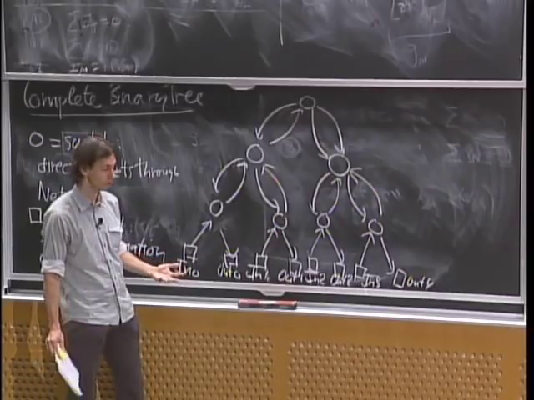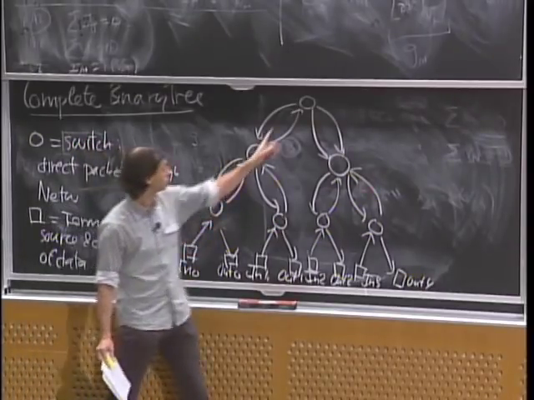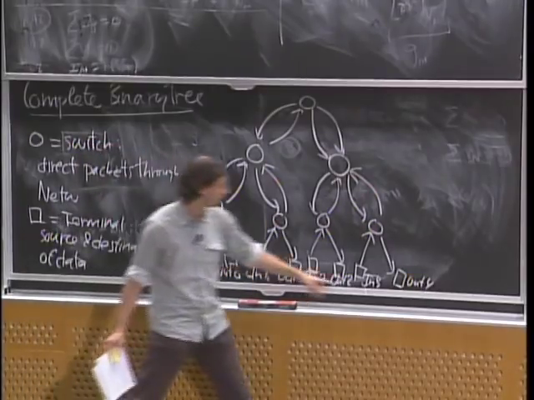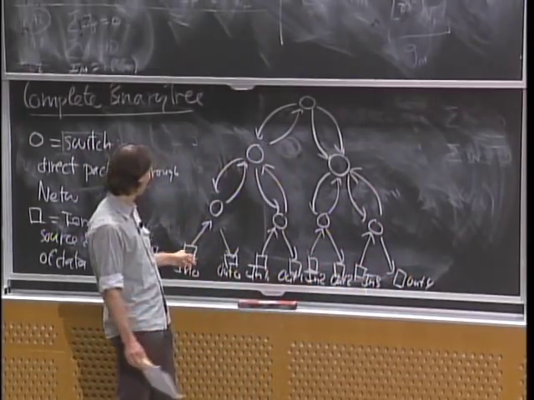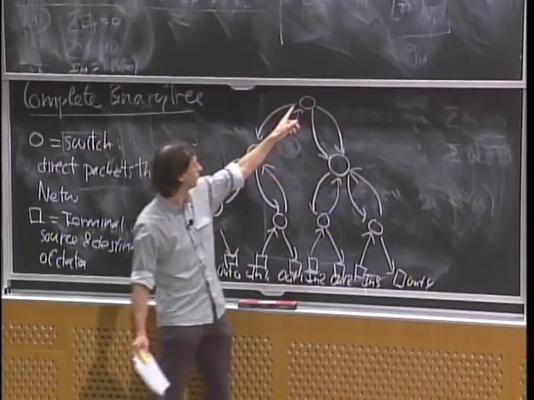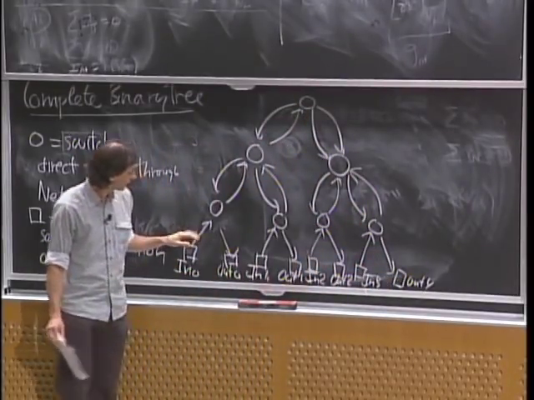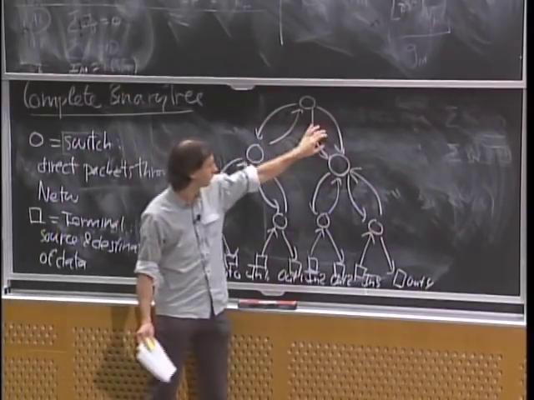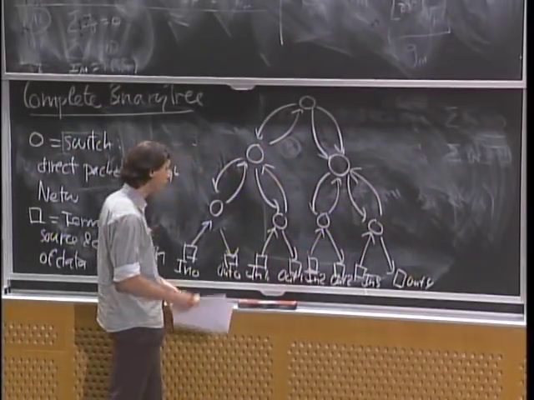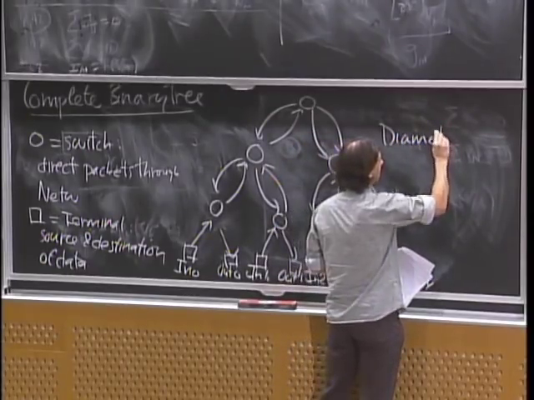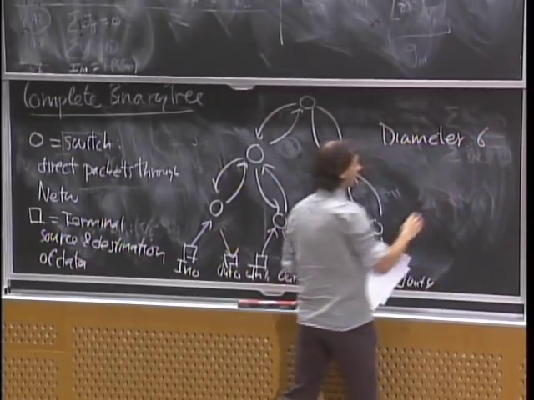So what are those who are furthest apart? Well, of course you would like to go through here, right? So if I connect the input 0 to, say, output 4, I will need to go all the way up through the root down to the output. And how many edges do we see here? 1, 2, 3, 4, 5, 6. So in this example, we have a diameter that is equal to 6.